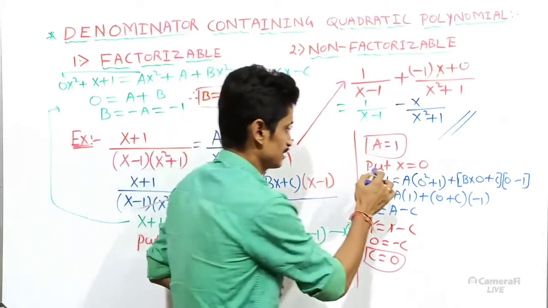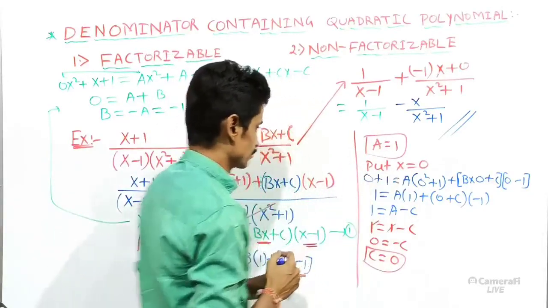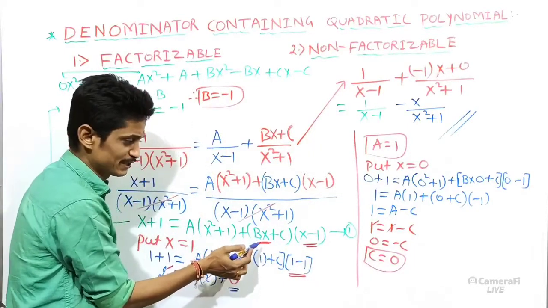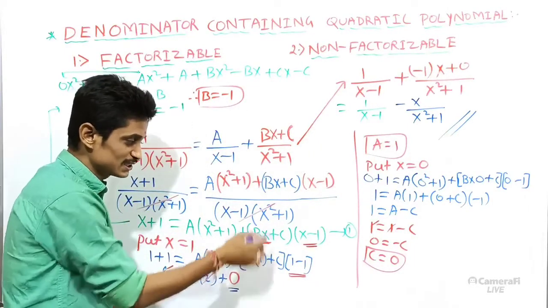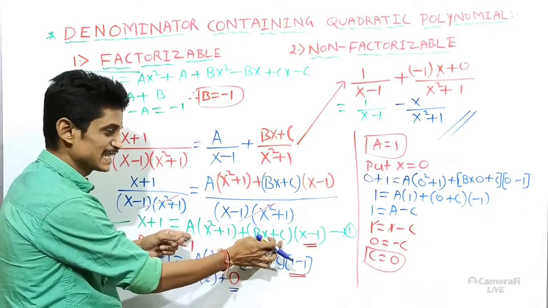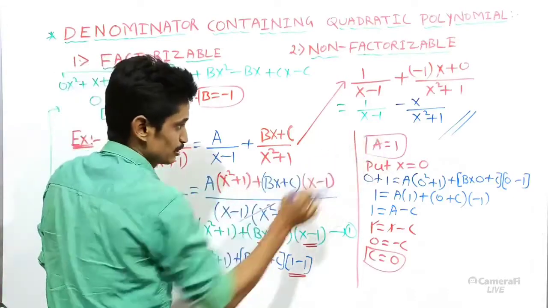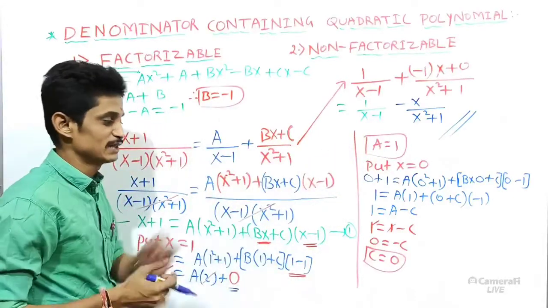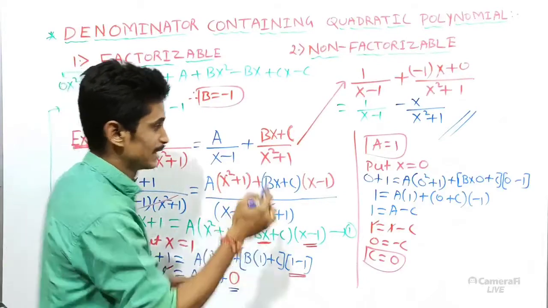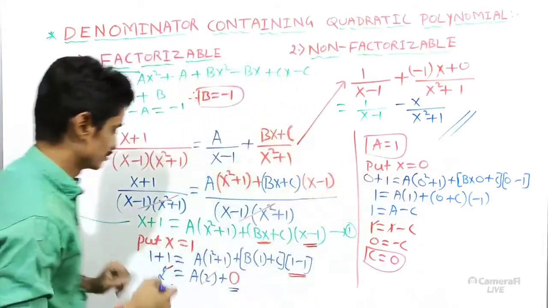Next, put x equal to 0. Why x equal to 0? Because bx is there. bx means by replacing x with 0, easily we eliminate b. Only two variables we get. One is a and another is c. However, we know the value of a. Once we replace, we will get the c value. That's why I replaced x by 0. Now check it. What will happen?